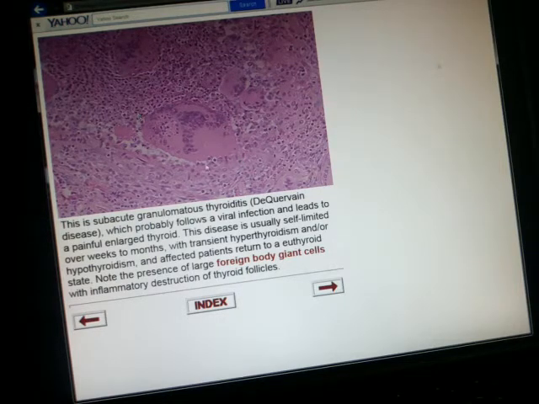Here we can see the multinucleated giant cells or foreign body giant cells associated with inflammatory infiltrate leading to destruction of the thyroid follicles. No thyroid follicles in this section.